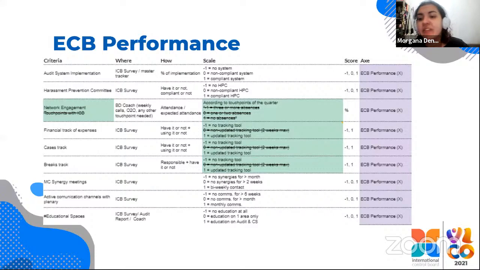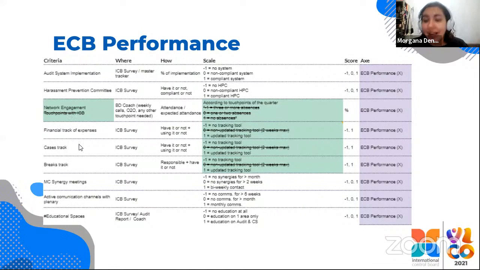Before, we were measuring people who had no absences or few absences, but if you have, let's say, 50 touch points in one quarter, then having 3 or more absences would be common, because attending 50 touch points might be too much depending on your time zone. So instead of a -1 to 1, we changed it to a percentage: the percentage of touch points that you attend. It's a little more realistic to the reality of the entities.